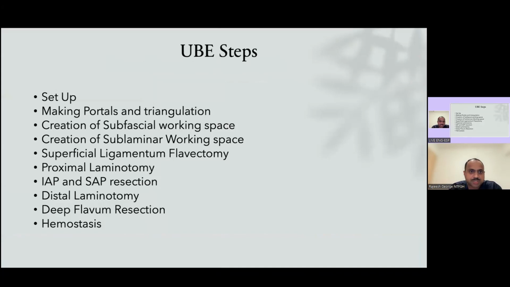The steps are usually the same. Subfacial working space initially, clear off the muscle. Then we create the laminar working space by drilling, and we go on to do the superficial ligament. We start off with a proximal laminotomy, then IAP section, then a distal laminotomy, deep flavum, and neural decompression. If you want to do a discectomy, then retraction of the nerve root.